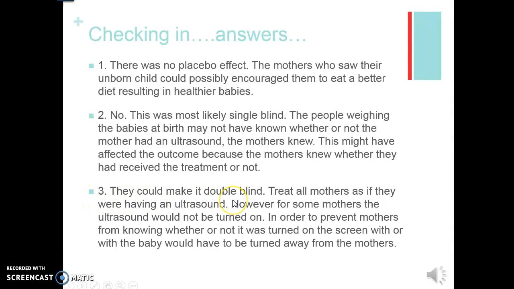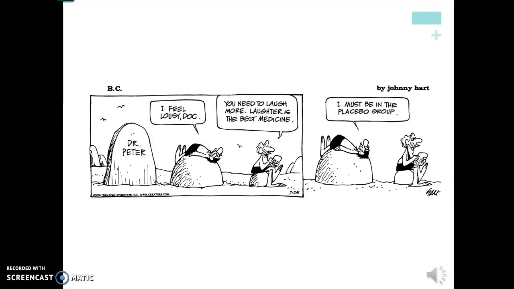The way to improve it would be potentially to make it double blind. We're going to treat all mothers as if they were having an ultrasound. However, for some mothers, the ultrasound would not be turned on. You're saying, how would this work? In order to prevent mothers from knowing whether or not it was turned on, the screen with the baby would be turned around away from the mother. So every single mother would get an ultrasound, but the screen showing the baby would be facing only the person doing the ultrasound. It wouldn't be facing the mothers, so they wouldn't know whether or not the ultrasound machine was turned on. Okay, so it's just a funny comic regarding the placebo group.